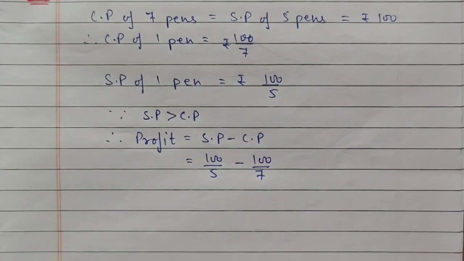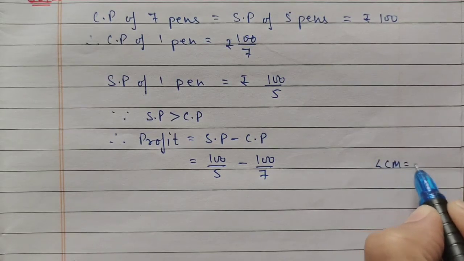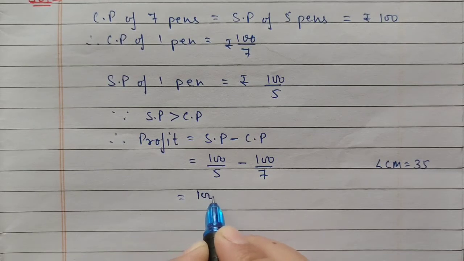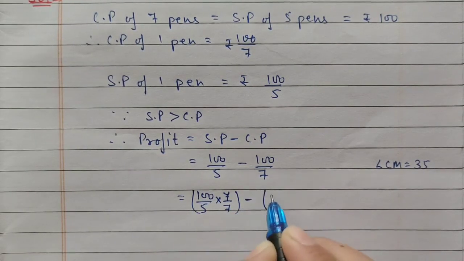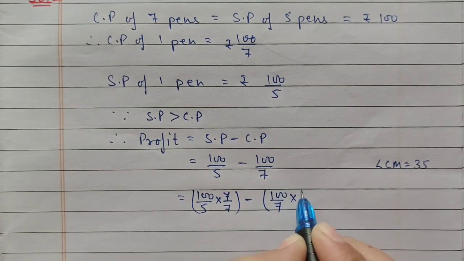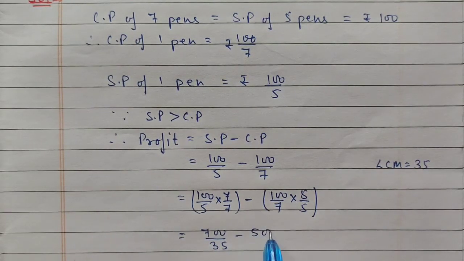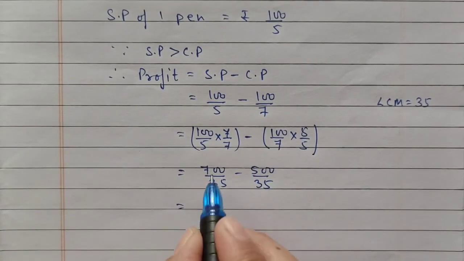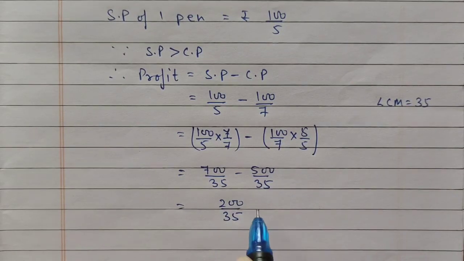You can take here LCM. LCM will be 35. So first fraction multiply with 7 up and down, and second one you can multiply with 5. So we'll get 700 by 35 minus 500 by 35, and after subtraction 700 minus 500 is 200 by 35. So this is the profit.